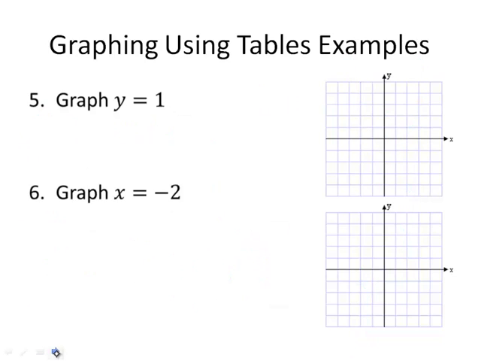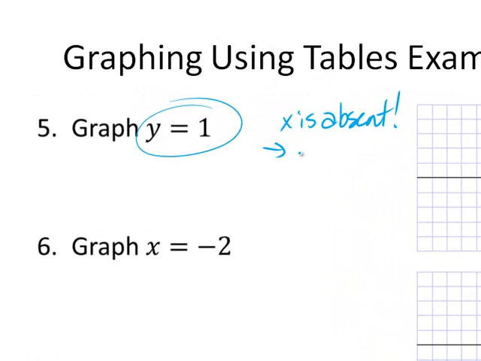Alright, what about these ones? What if you had just y equals 1? That's all they give you. Where's the x? There's no x. X is absent. Yikes, what do we do now? Well, that means we can assign him to anything.